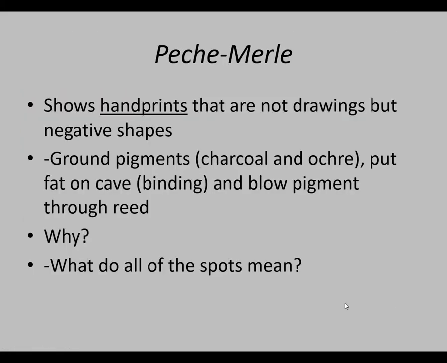So the handprints are not drawings, but negative shapes. So prehistoric man would have ground pigments, charcoal and ochre, which is just red clay, pretty much. They would put whatever fat they had, if it was animal fat, on the cave wall as a binding and blow the pigment through a reed around the hand and make a stencil. And we don't know what they're doing. Are these some kind of signature, some kind of message, some kind of magic? And what do all the spots mean? Is this some kind of communication? Or are they counting something? We don't know.